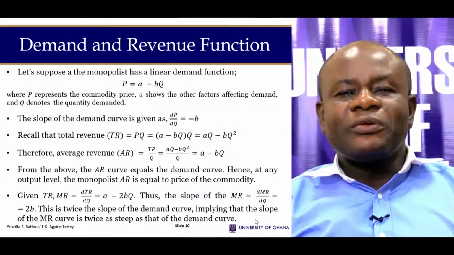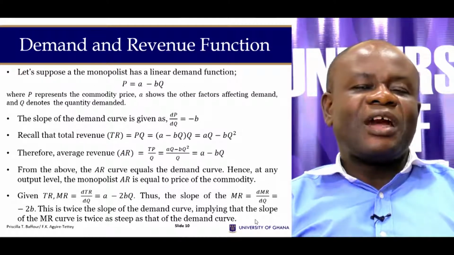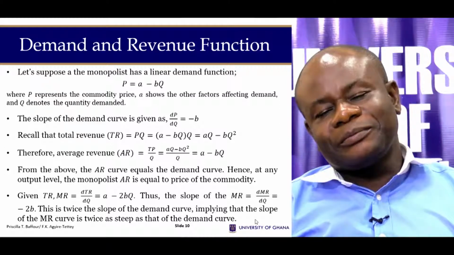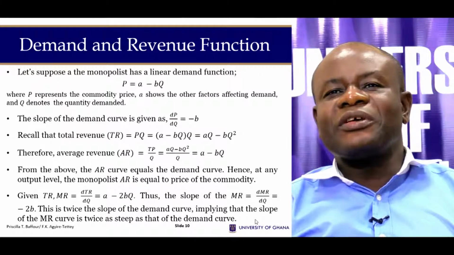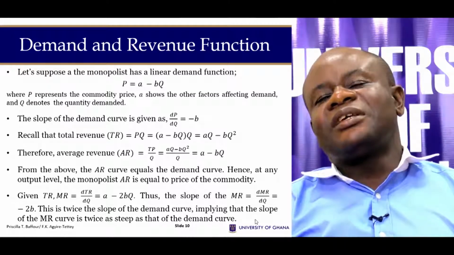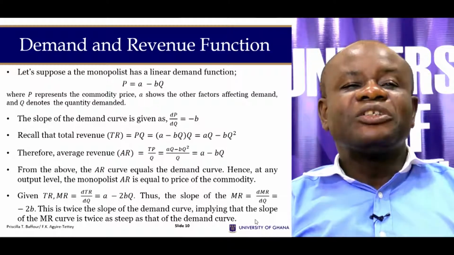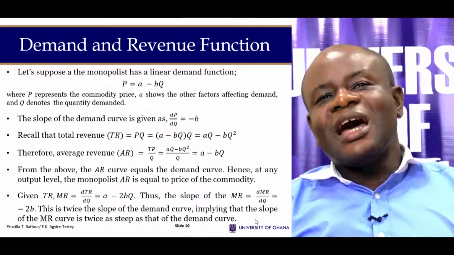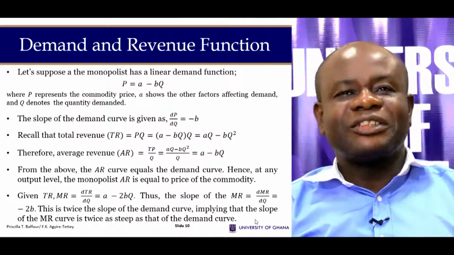Our average revenue is going to be equal to total revenue divided by Q, or output. And that will mean that our average revenue is A minus BQ, which is the same as the inverse demand function. So under monopoly, the average revenue function is the same as the demand function.